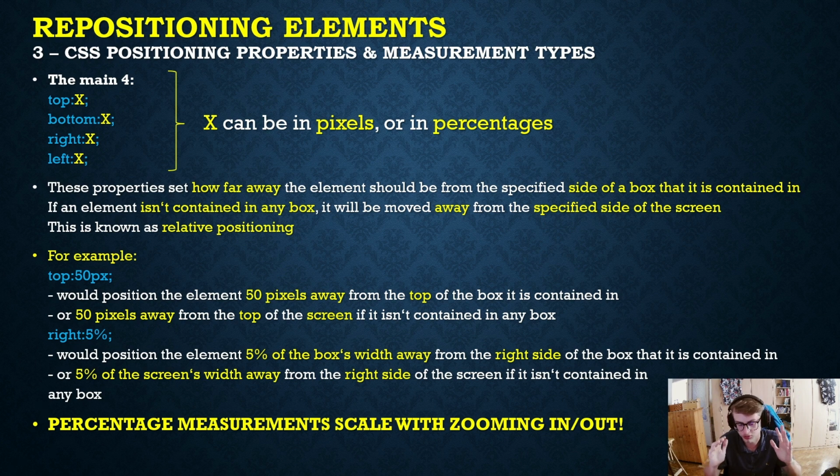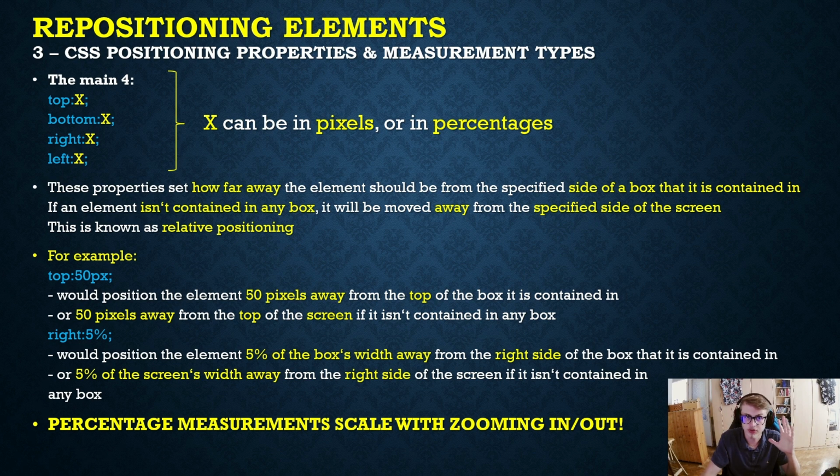Now, I know that this sounds probably very confusing, but don't worry, once we get into coding it, it will be a lot clearer. So for example, the top 50 pixel property would position the element 50 pixels away from the top of the box it is contained in, or 50 pixels away from the top of the screen if it isn't contained in any box. And here we have a percentage measurement, so if we did write 5% instead of 50 pixels, it would position the element 5% of the box's width away from the right side of the box that it is contained in, or 5% of the screen's width away from the right side of the screen if it isn't contained in any box. Hopefully that makes sense.